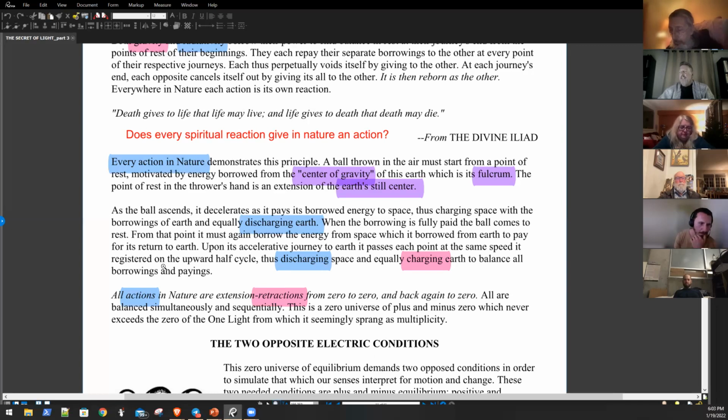All actions in nature are blue. They're cold. This is what we learned last week. They're cold, they're female, they're negative. Our extensions, reactions, are red. They're positive, they're male. From 0 to 0 and back again to 0, all are balanced simultaneously and sequentially. This is a 0 universe of plus minus 0, which never exceeds the 0 of one light from which it seemingly sprang as multiplicity. So we're going to stop there before we get into the two opposite electric conditions.